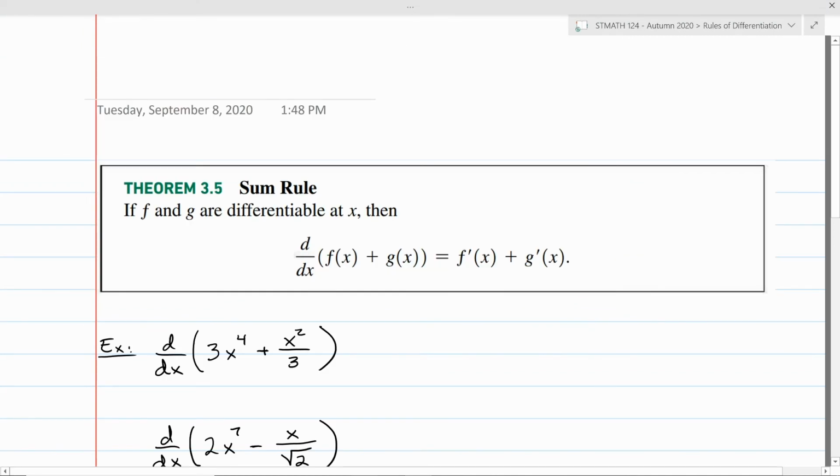Oh, good, the sum rule. You notice that these rules are kind of going just like the limit rules went, right?